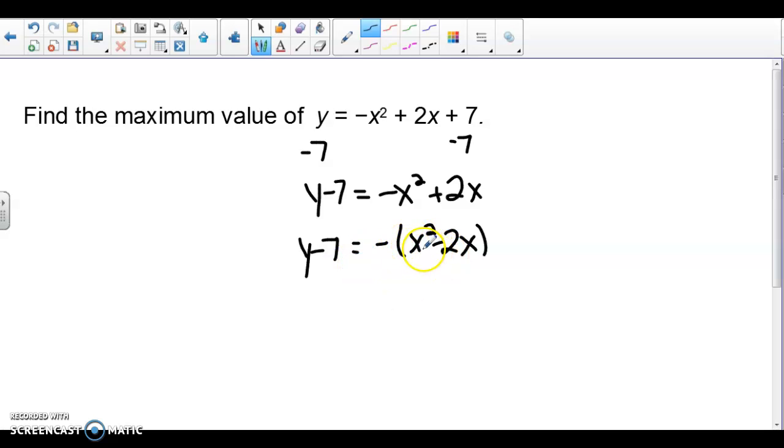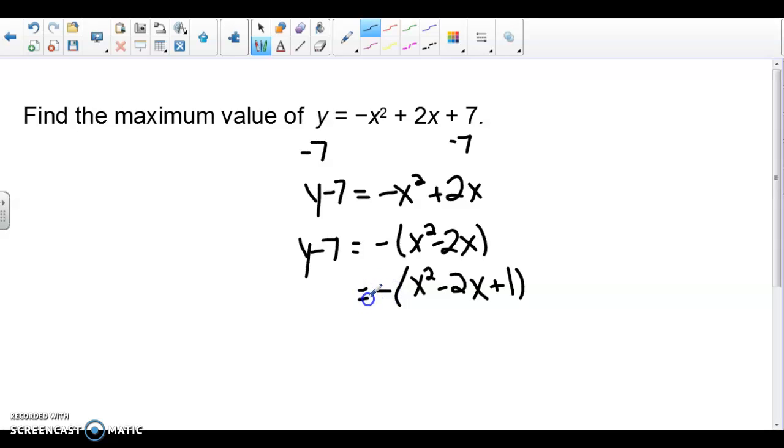Alright, so now I have x squared plus bx inside the parentheses. So I'm going to now complete the square what's inside the parentheses. I'm going to take half of b, which would be -1, and square it, which would give me +1. So I'm going to add 1 inside these parentheses. So I'll have x squared minus 2x plus 1, and that's inside the parentheses with a negative sign on the outside.